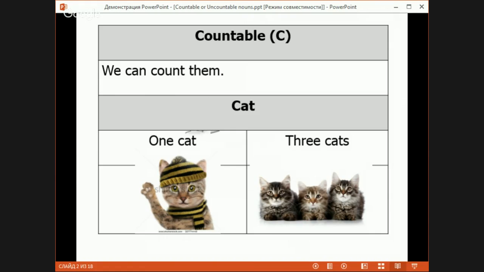So first of all, let's refresh what are countable nouns. Countable is because we can count them. For example, a cat. There is one cat or three cats. Which one do you like? The one which is wearing a hat or the other three? My colleague likes the other three cats. Me, I like the one which is wearing a hat. You choose which one you like.